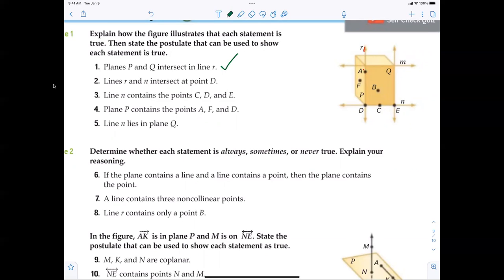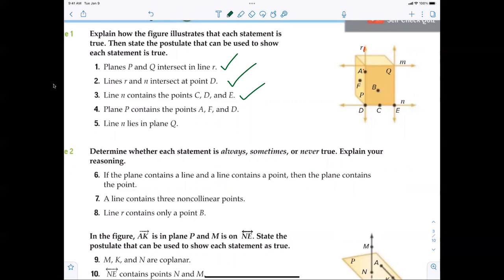Lines R and N intersect at D. Find R, find N. Does that intersect at D? Is it possible to intersect at a different point? No, thank you. Line N contains the points C, D, and E. True or false? Yes. At least 2 points make a line. So we agree?